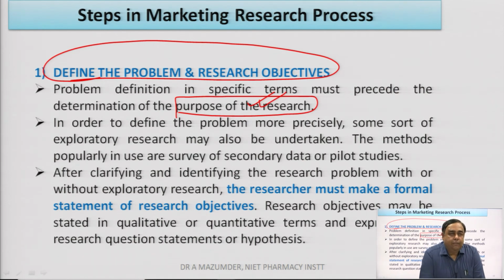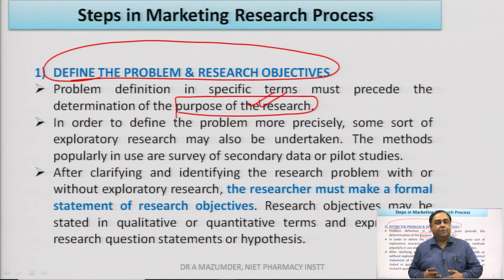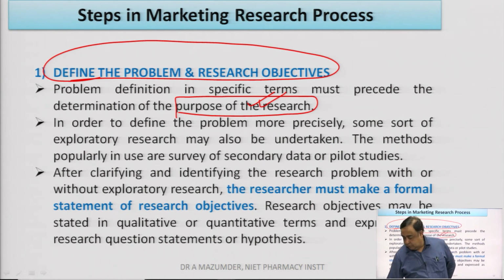In order to define the problem more precisely, some sort of exploratory research can be undertaken. The methods popularly used include survey of secondary data, pilot studies, data from the past, and literature review. After clarifying and identifying the research problems, the researcher must make a formal statement of the objective. First you have to understand the problem, then you define a problem statement. The research objectives may be stated in both qualitative or quantitative terms and expressed as research questions or hypotheses.